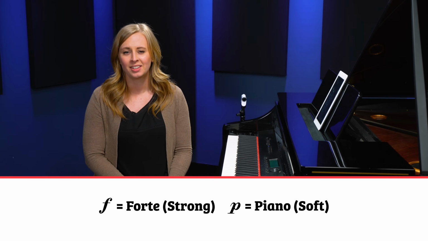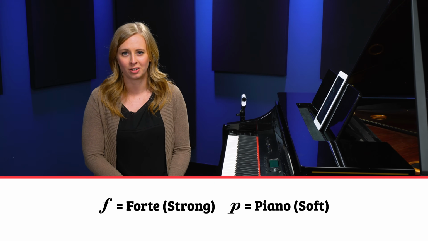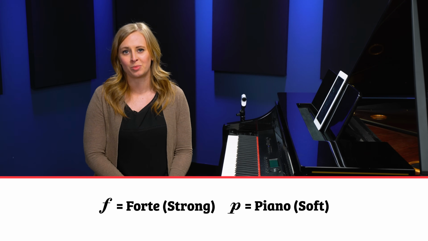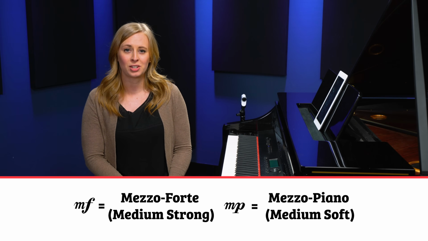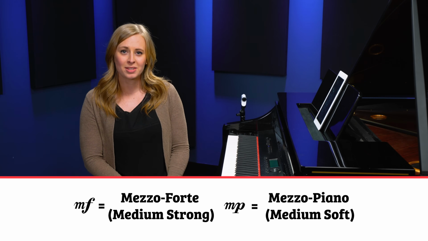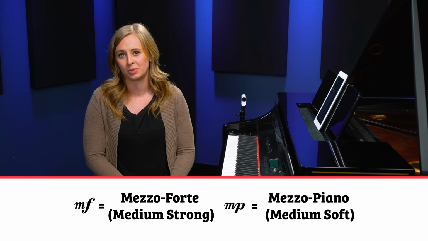Dynamic marks are represented by a little letter that tells us how loud or quiet we need to play. The fancy F stands for the Latin word forte, meaning strong. On the other end of the spectrum, we have a fancy letter P that stands for piano or soft. We can add an M in front of each of these, and we have mezzo-forte, or medium loud, and mezzo-piano, or medium quiet. The louder we want to go, the more Fs we add. The quieter we want to go, the more Ps we add.